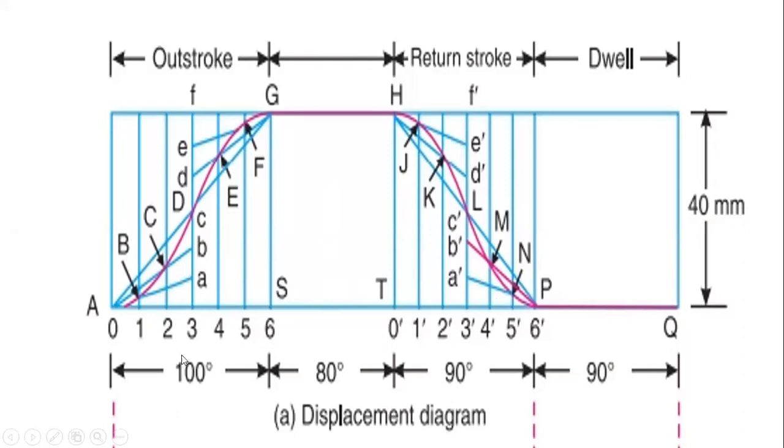So 100 degrees is taken as 10 centimeters. That is, 1 centimeter is equal to 10 degrees, so 10 centimeters is equal to 100 degrees. Then the dwell period is 80 degrees, that is 8 centimeters. Next, the return stroke angle is 90 degrees, so we have to take it as 9 centimeters. And the remaining period is the dwell period, that is 90 degrees. We have to take it as 9 centimeters.